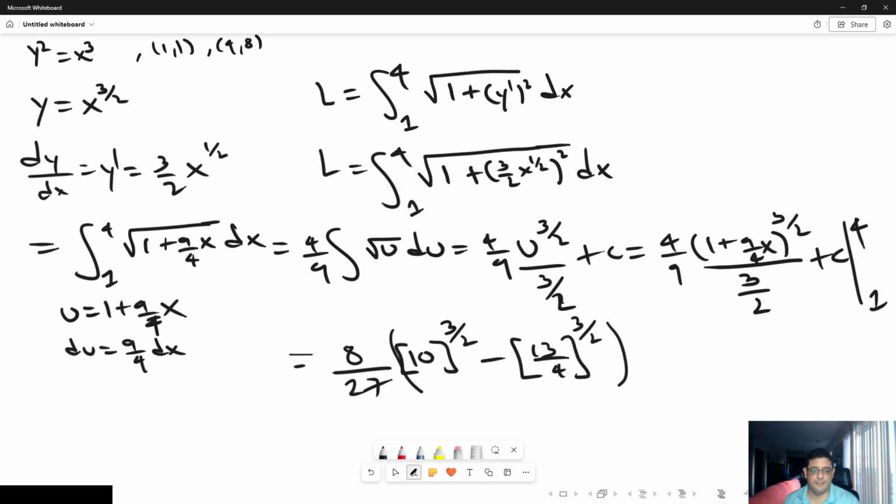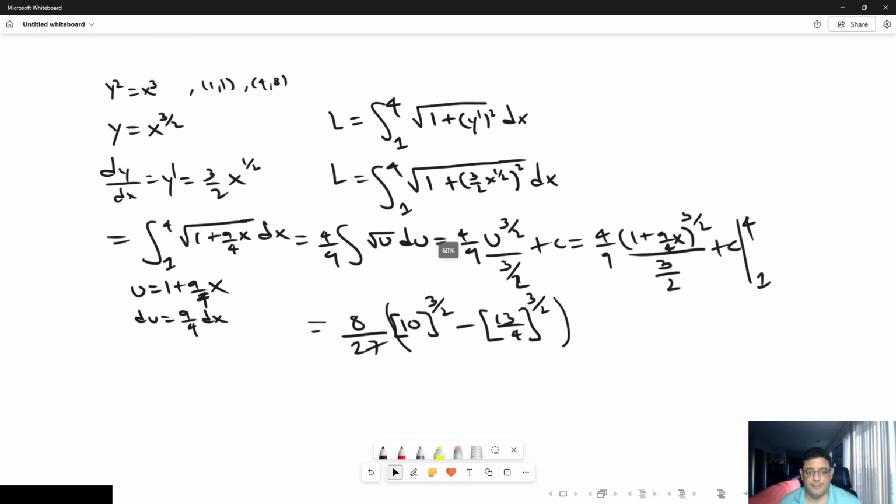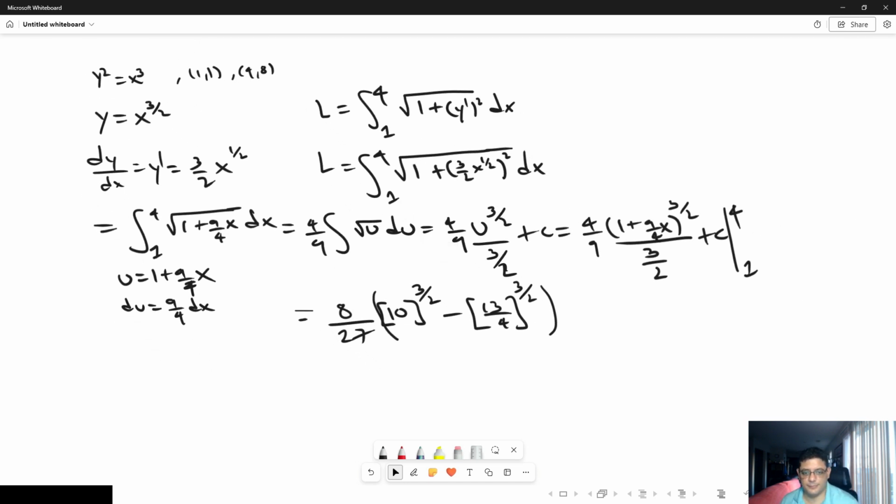Okay, and so we finally need to compute this number. At this point, you can probably approximate using a calculator or whatever you want. In this scenario, we can probably use Desmos for it.